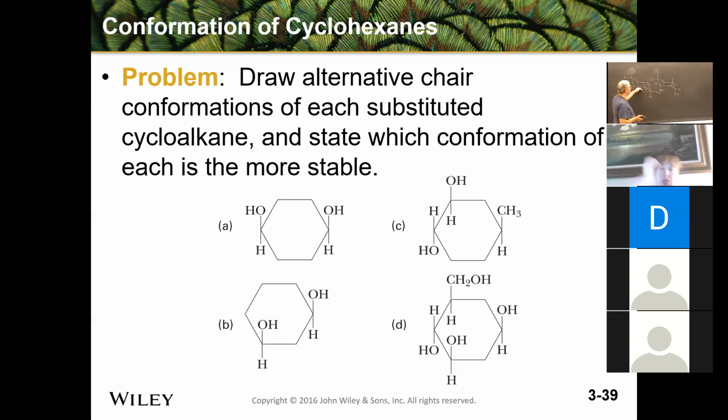So this would be the more stable form, but both of these would exist at room temperature. They would equilibrate back and forth. This is the lower energy form where both groups are equatorial.